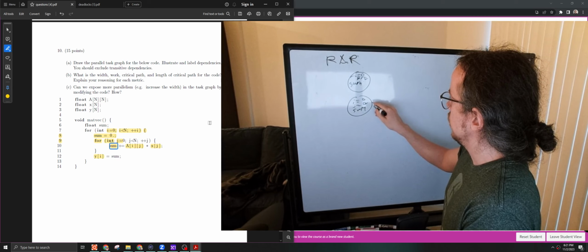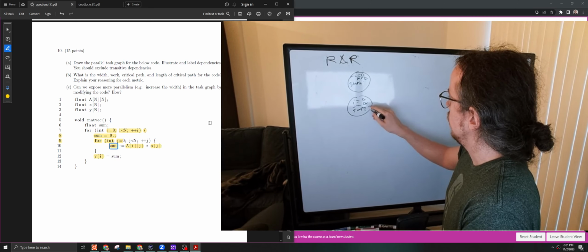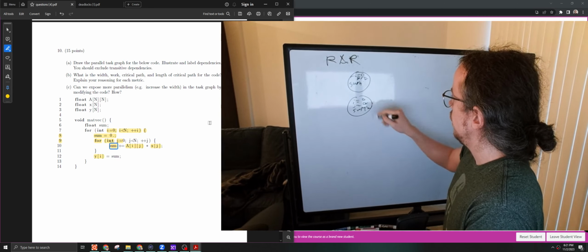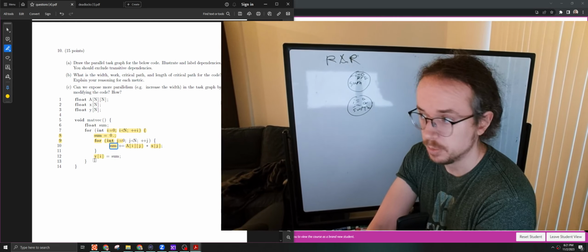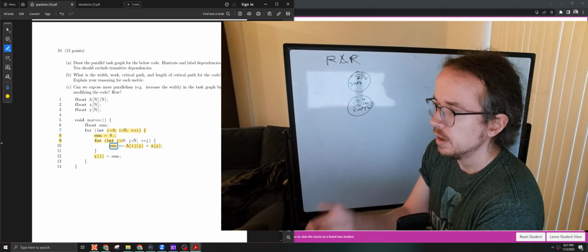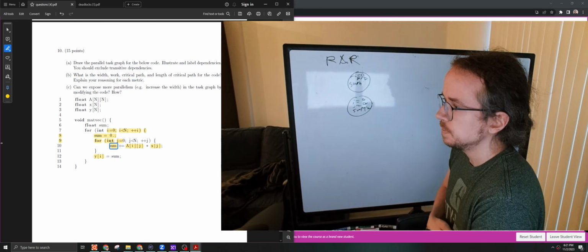And so we write to sum. And that's really it for this task. This y[i] is a post task. And so we can draw it that way if we want to.